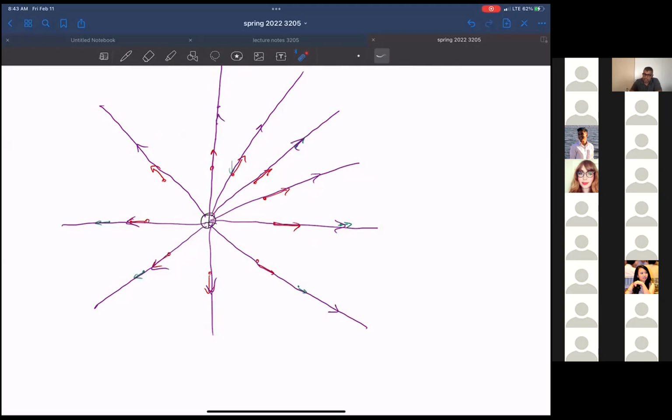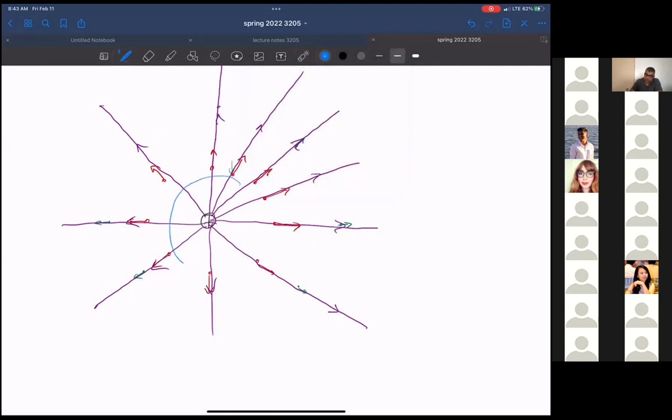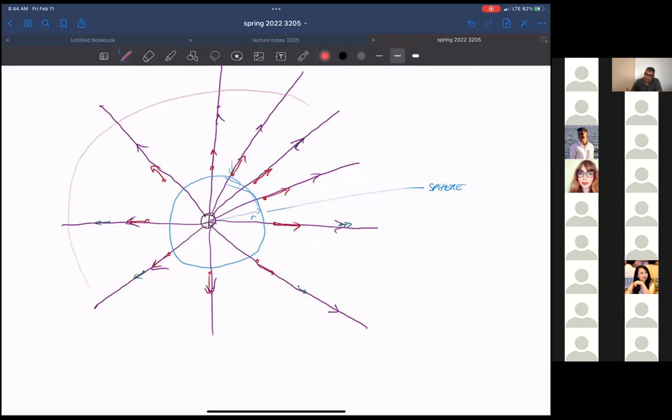Okay, so basically, think about it this way, right? If I have a circle, so I'm going to pick a circle here, or sorry, a sphere. So this is a sphere, R distance away from the charge. Okay, and then let's think of another sphere. Say that sphere is 2R distance away from the charge.